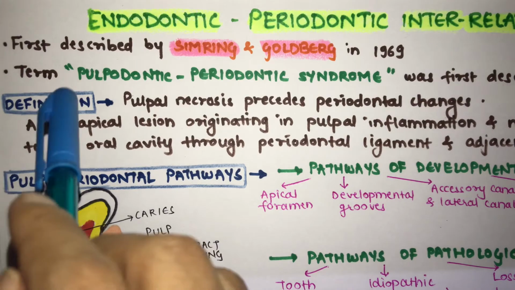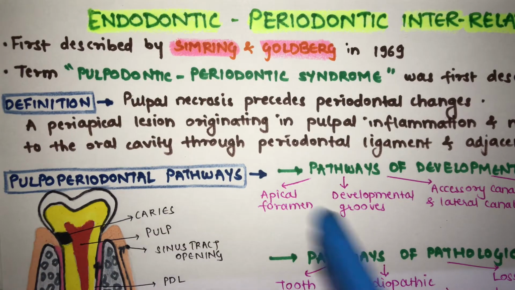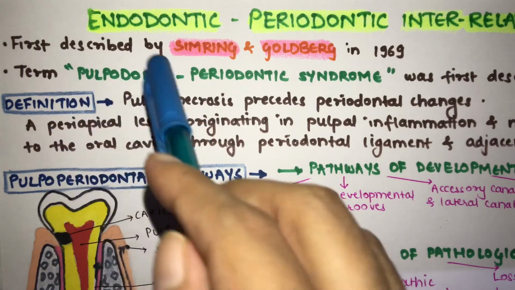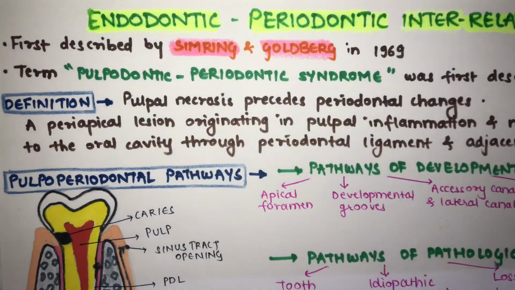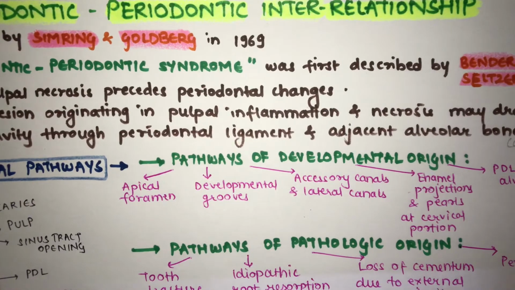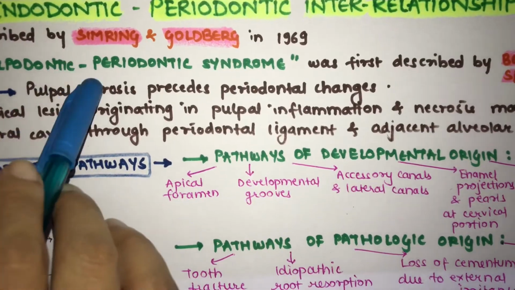The term pulpodontic and periodontic syndrome refers to a group of diseases. Here there is also involvement of the pulp, and hence it was known as pulpodontic rather than endodontic before. It is a periodontic syndrome, and it was first described by Bender and Seltzer in 1972. Now, what is the definition of this interrelationship?